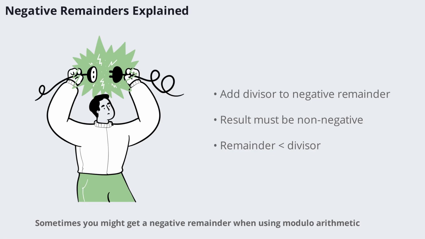Sometimes you might get a negative remainder when using modulo arithmetic. Don't worry, just add the divisor to your result until you get a positive number less than the divisor. For example, -7 mod 5: add 5 to get -2, then add 5 again to get 3. The correct remainder is 3. Always remember the remainder should be non-negative and less than the divisor.